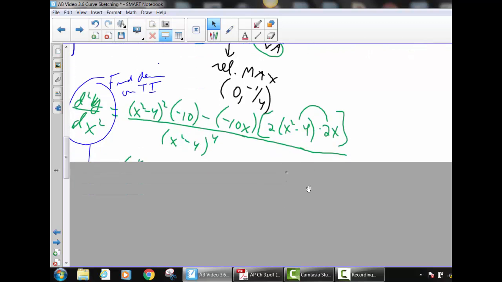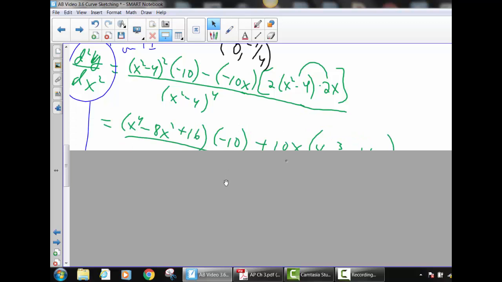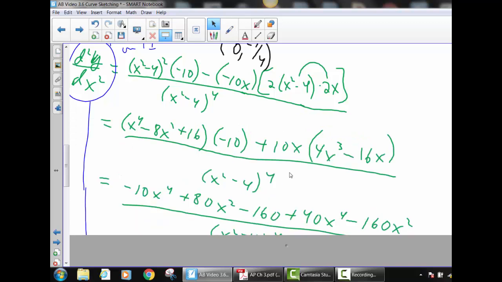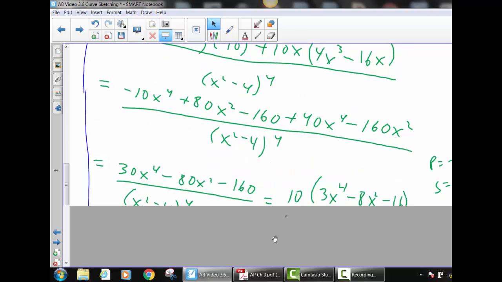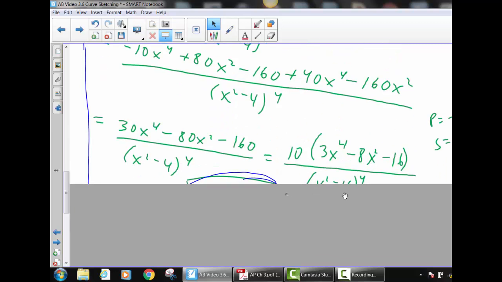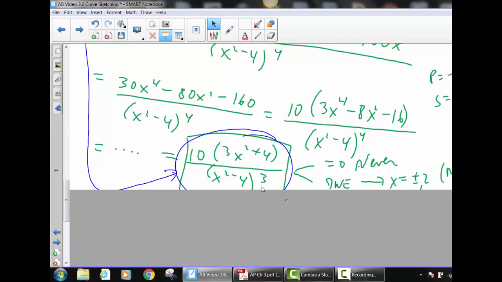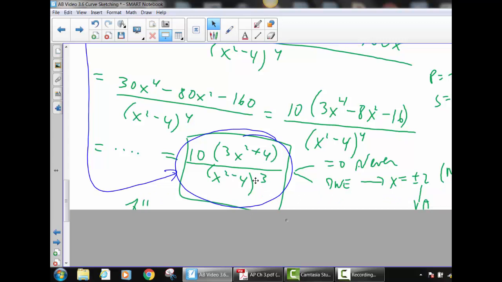Now, then you're going to need to find the second derivative for concavity. Again, I'm not going to go through all these steps. You know the quotient rule. Look at how horrendously ugly this is. Oh my God. So definitely use your calculator here. So here's what we get finally for the second derivative.